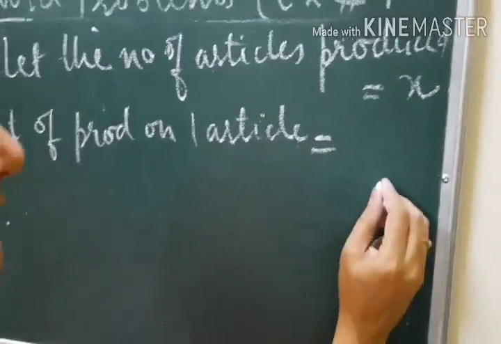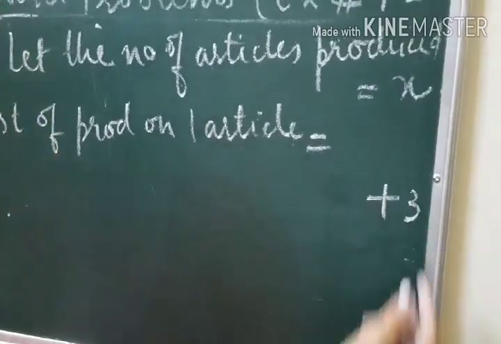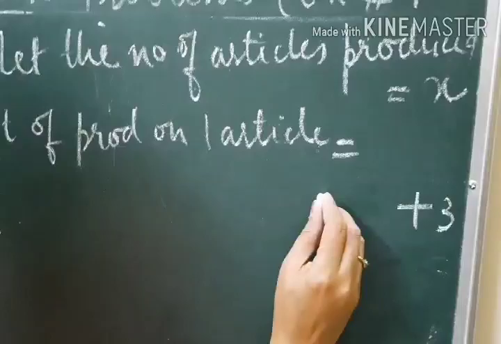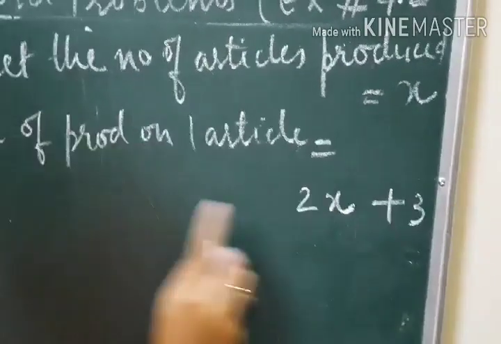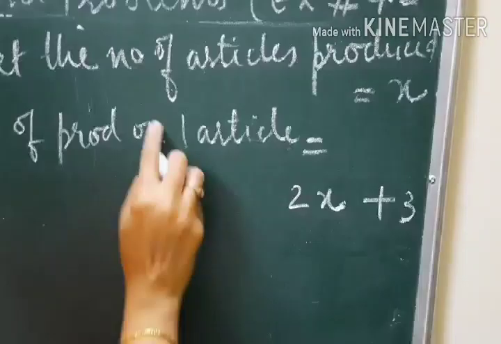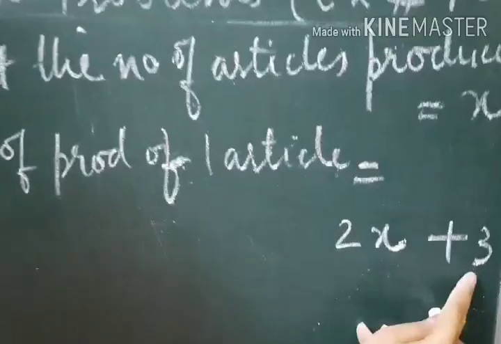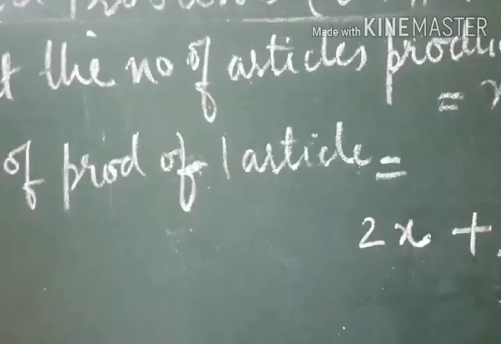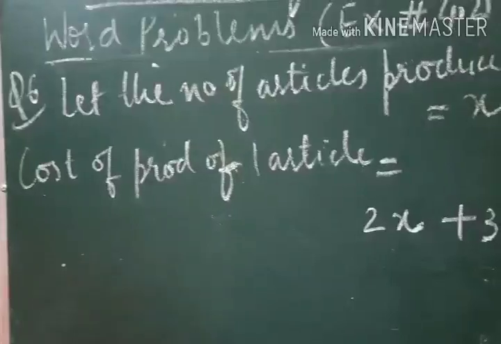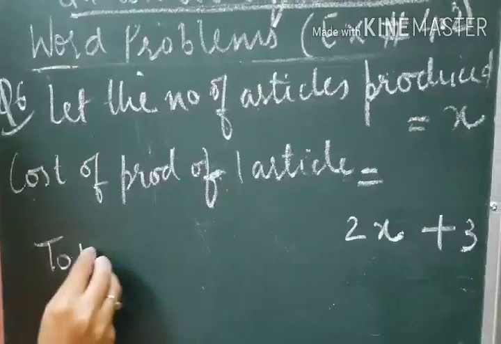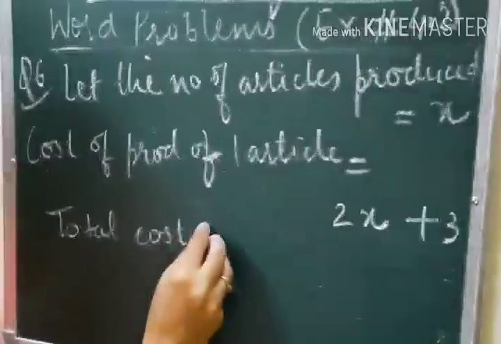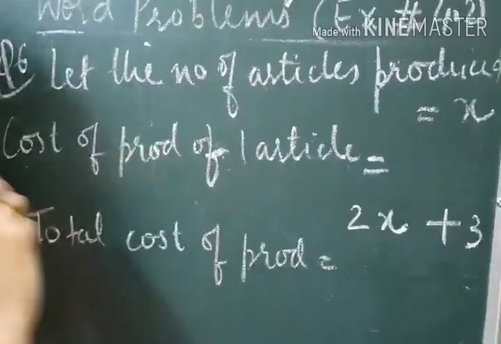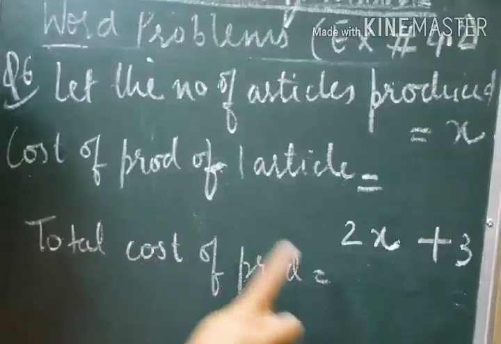3 more than means plus 3. More than twice the number of articles. So twice the number of articles means 2x. So cost of production of one article is 2x plus 3. Now it is given that the total cost of production is 90. What do you mean by total cost of production? Total cost of production means whatever cost for one article is there, you will multiply it with the number of articles produced.